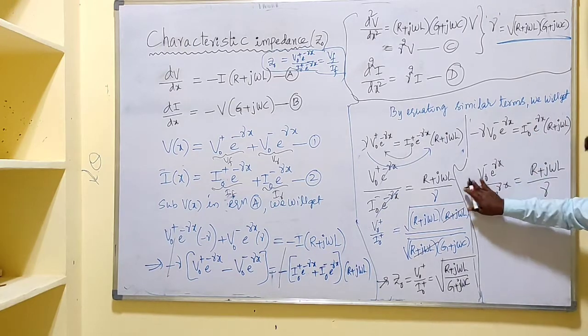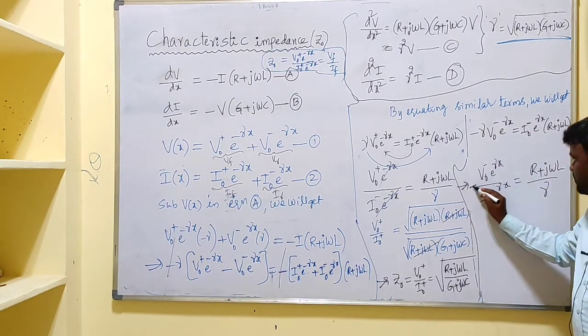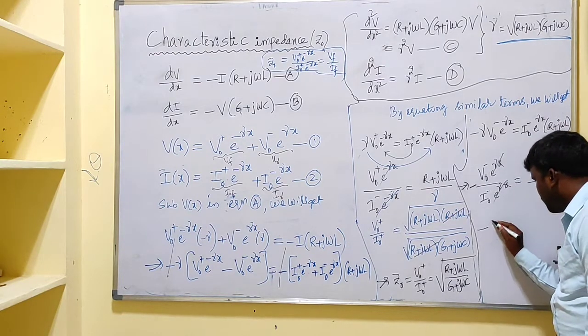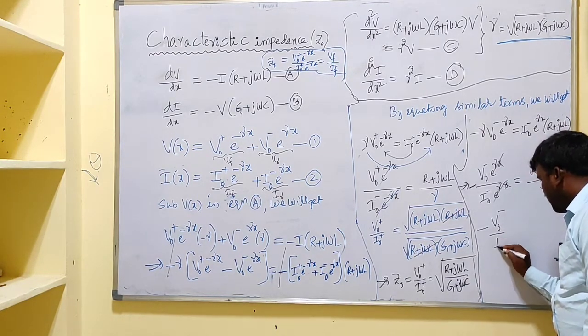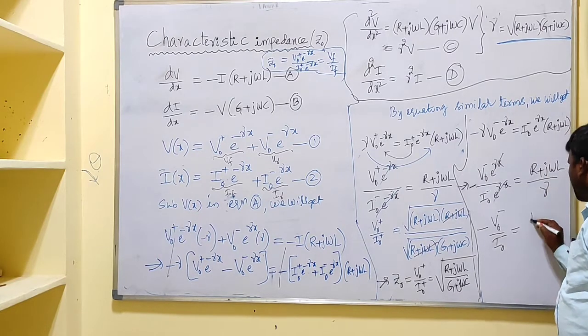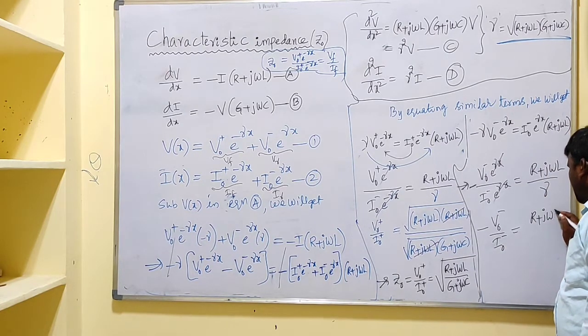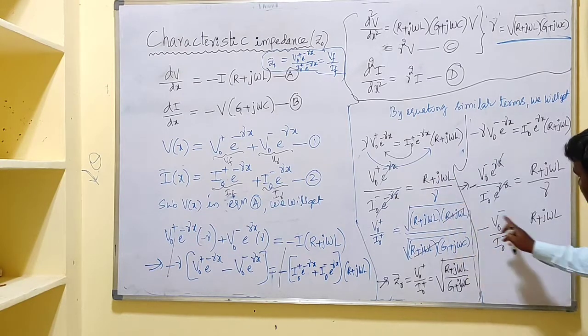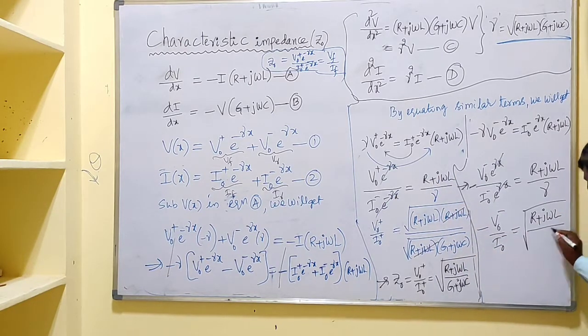If you simplify this one, it implies minus of, so e to the power gamma x, e to the power gamma x cancelled out. So that equal to what? V naught minus by I naught minus is equal to r plus j omega L by gamma, which is nothing but, already we simplified r plus j omega L by gamma as under root r plus j omega L by g plus j omega c. So this is the Z naught.